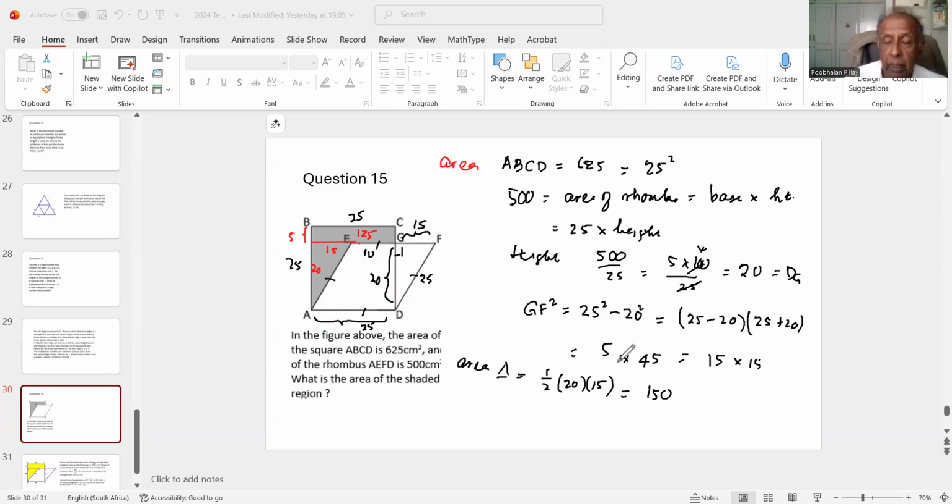So the area of the rectangle is 125. So the required area is 125. That's the area of your rectangle, plus the area of your triangle, which is 150. And that gives you 275. Square what? Oh, it's given here centimeters. So it's square centimeters. Area is always in square units. And the units are given as centimeters. So you'll write that down. So the answer to this question is 275.